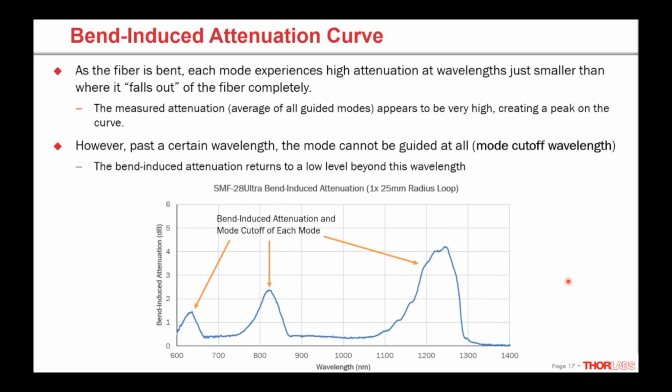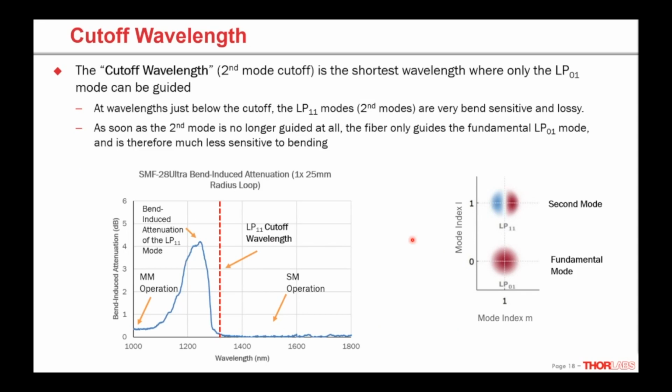Interestingly enough, one last nuance to point out in this curve: as I said, you have some sort of low-level baseline bend-induced attenuation where all the modes are attenuated some at all wavelengths as you bend the fiber. What about over here? This goes to basically 0. And that's the behavior we're going to investigate on the next slide. The next slide deals with what's called the cutoff wavelength. The cutoff wavelength, or the cutoff wavelength peak, is where the second mode is no longer guided by the fiber. And so that's where we transition into actual single mode operation of the fiber.